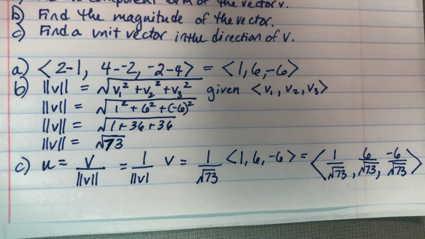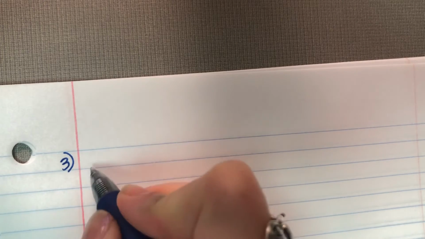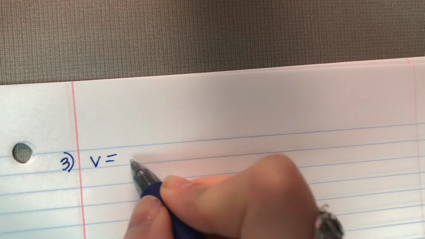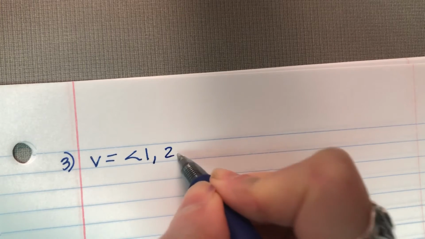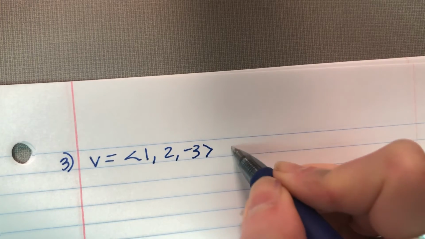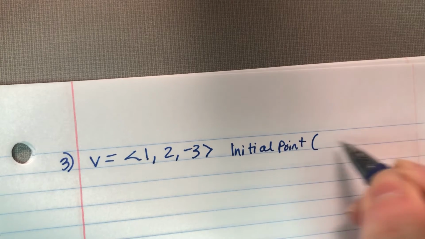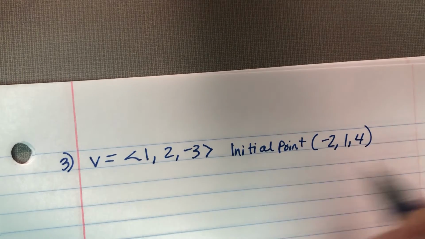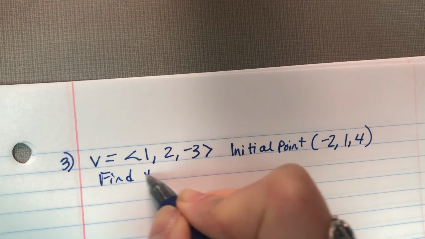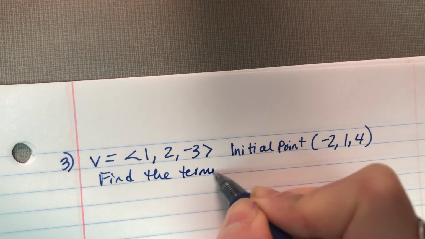Let's see, we're doing a total of 7 examples today. So let's move along to number 3. Number 3 says v is equal to 1, 2, negative 3. The initial point is negative 2, 1, 4. Find the terminal point.